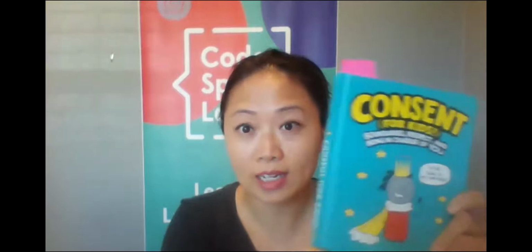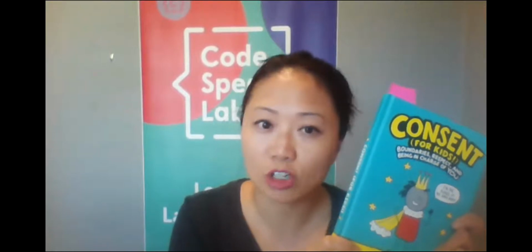There's this great new book I just read with my kids. It's called Consent for Kids: Boundaries, Respect, and Being in Charge of You. And one of the things that I just found so impressive about this book is you can see the illustrations are pretty simple, and yet they convey really complicated subject matter in a really fun, entertaining way that can show the full range of emotion. So let me just show you a couple pages.